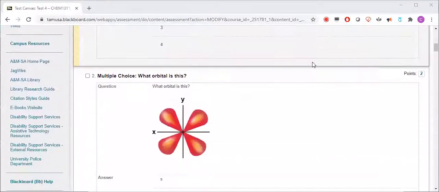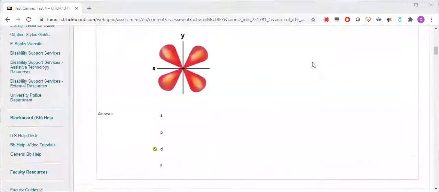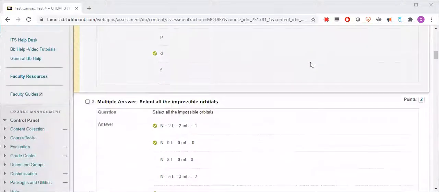So next question, what orbital is that? So that is d orbital. Our little cloverleaf there is always a d orbital.